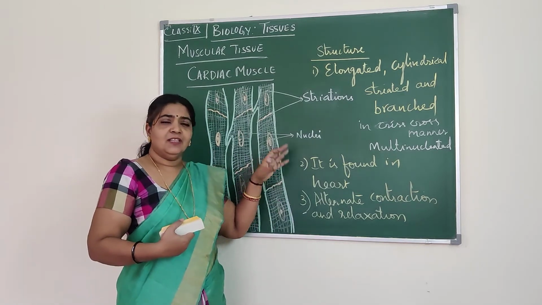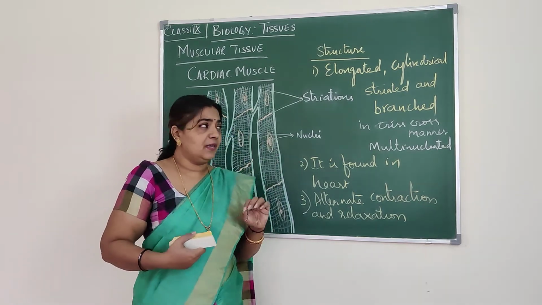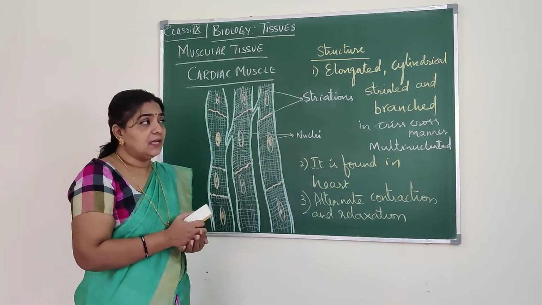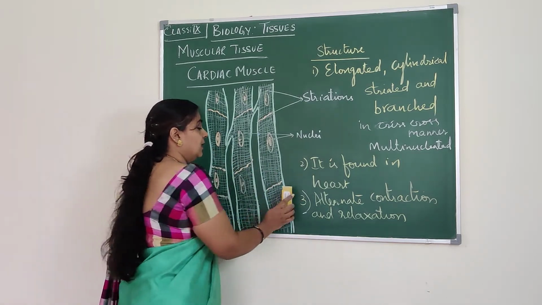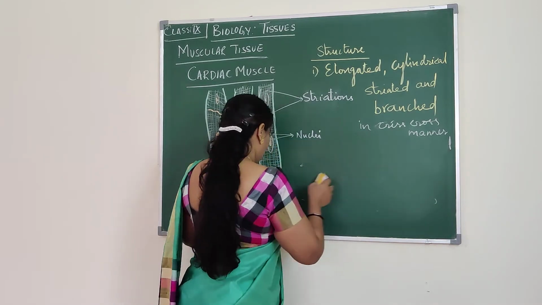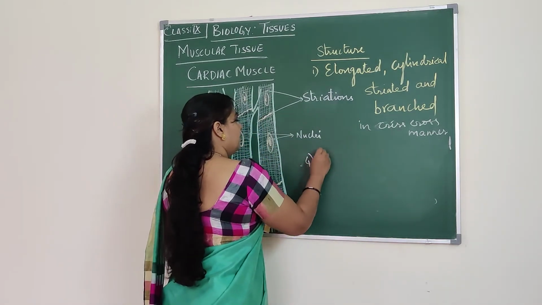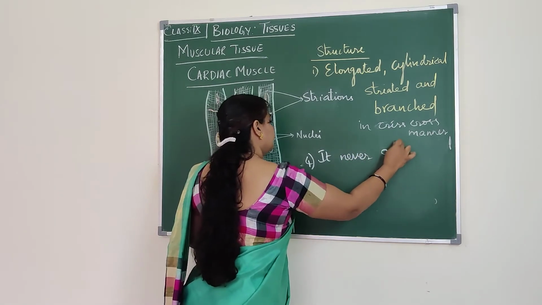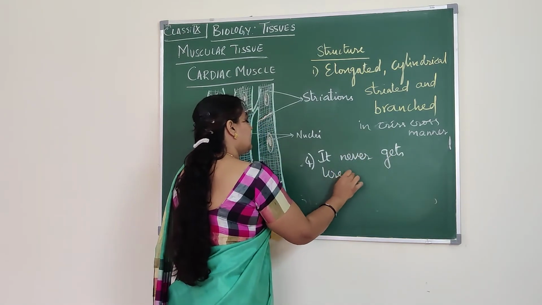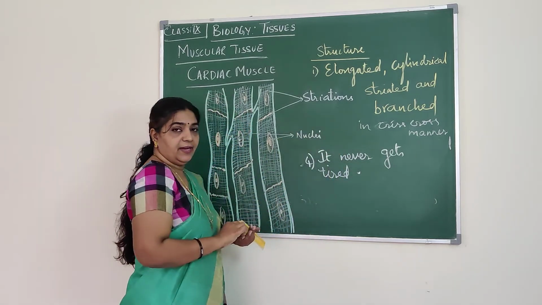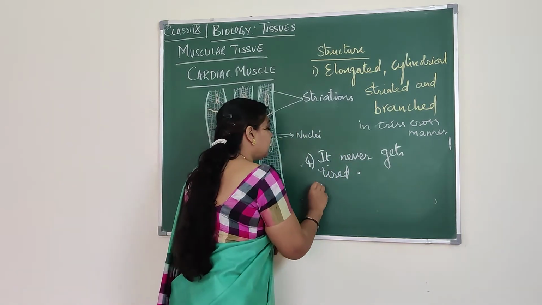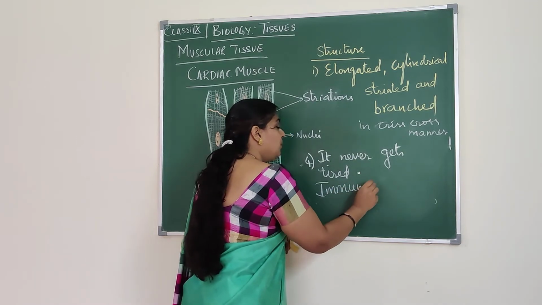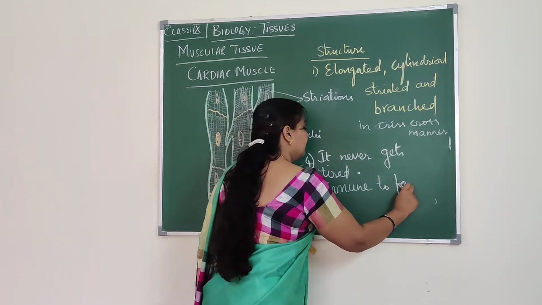Okay, understood? This muscle has a special property that it never gets tired. Cardiac muscle never gets tired. The minute it gets tired, you know what happens, right? It is immune to fatigue. We use the term fatigue. It is immune to fatigue.